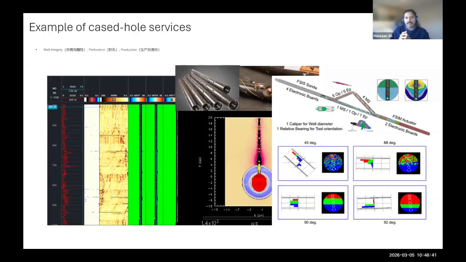Production logging is a different type of logging, usually done when your well is producing. You have already drilled and completed your well, and you're producing. And for production logging, I will go back to the initial example. You're trying to figure out how much your well is producing, what the flow rates are, and which zones are producing how much oil, how much gas, and how much water.